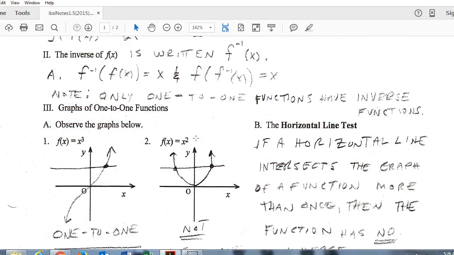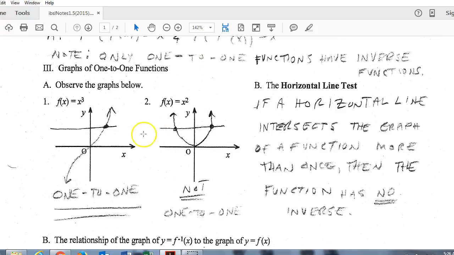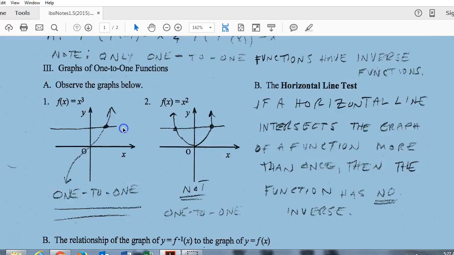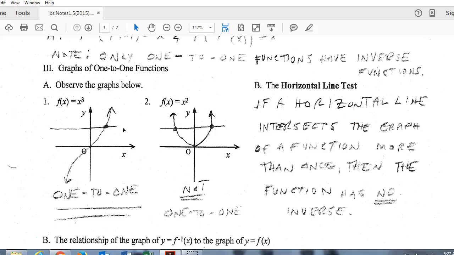So a one-to-one function is simply this. If I have a graph of a function, it is one-to-one if I can draw a horizontal line through the function and only hit the graph once. So in other words, a function only has an inverse function if it passes the horizontal line test. You guys remember the vertical line test from our past lesson. Well, this is the horizontal line test, which is used for testing to see if a function has an inverse.